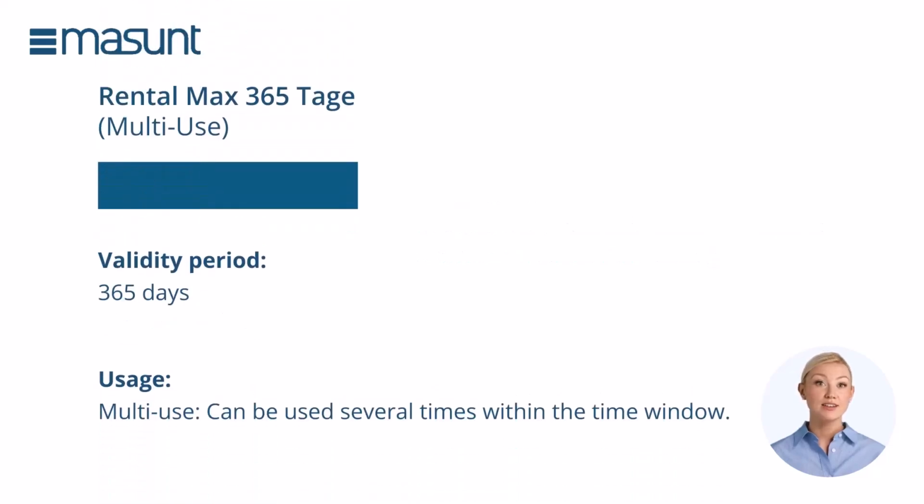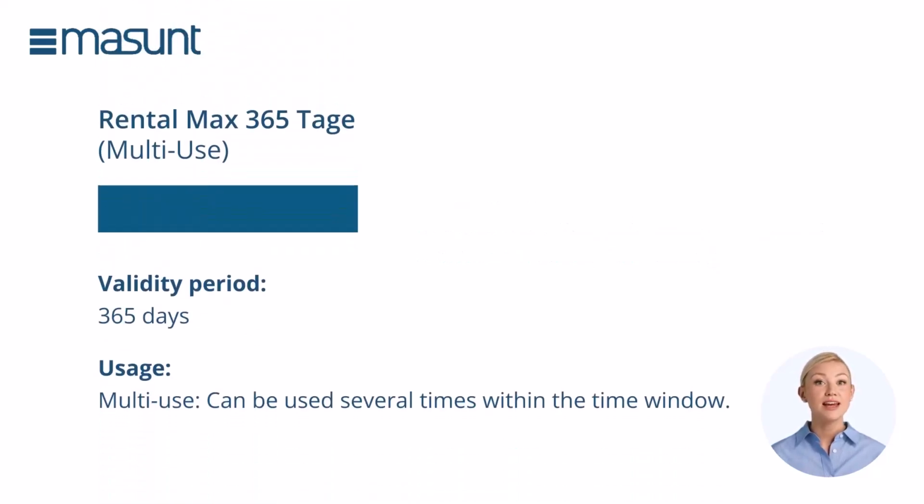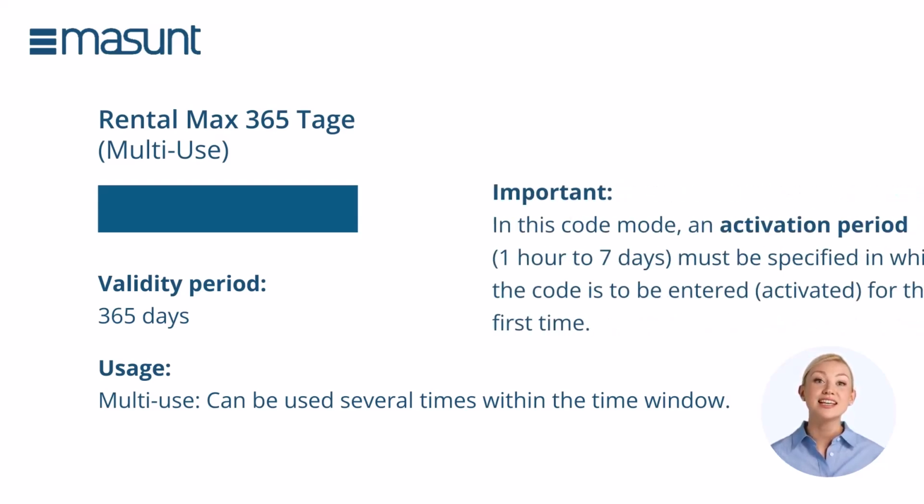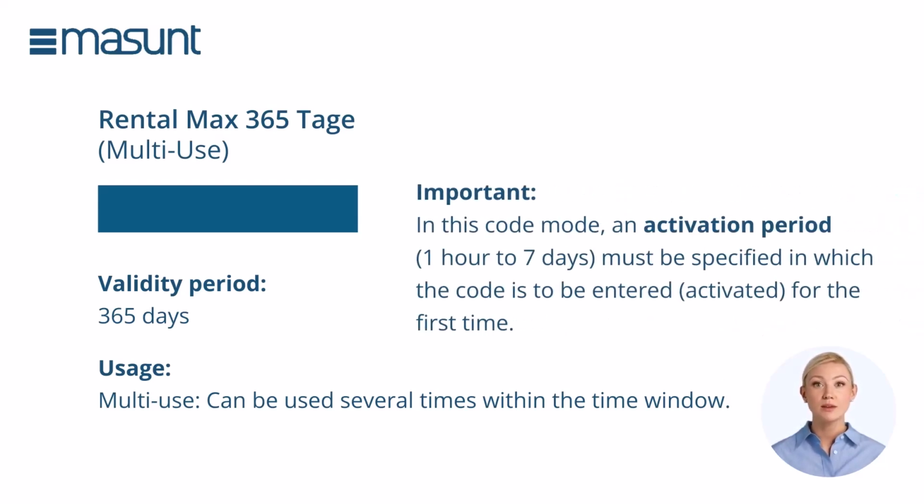In Rental Max 365 mode, you create codes with a term of 365 days. You also select the time period from the start time in which the code must be entered at the lock for the first time. A period of between 1 hour and 7 days is possible. Also in this mode, only the last code entered is active. This means that if a new code is entered, previously entered codes also lose their validity, even if they still had a remaining validity period.